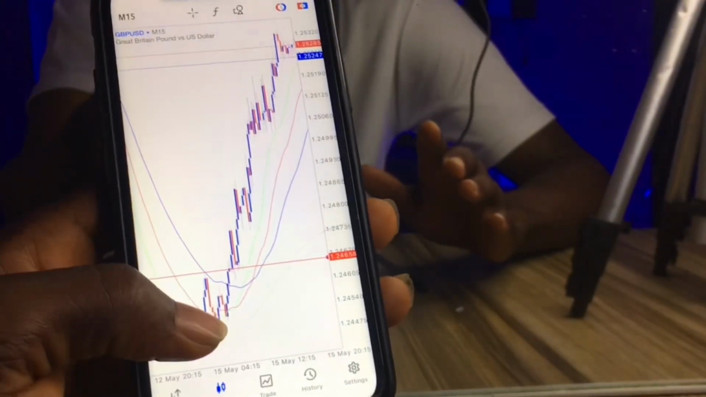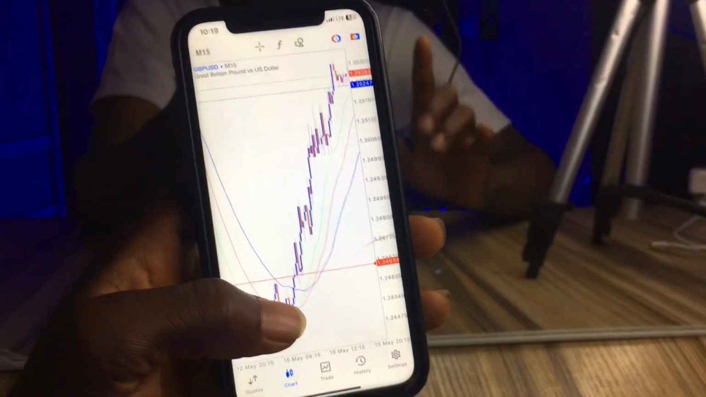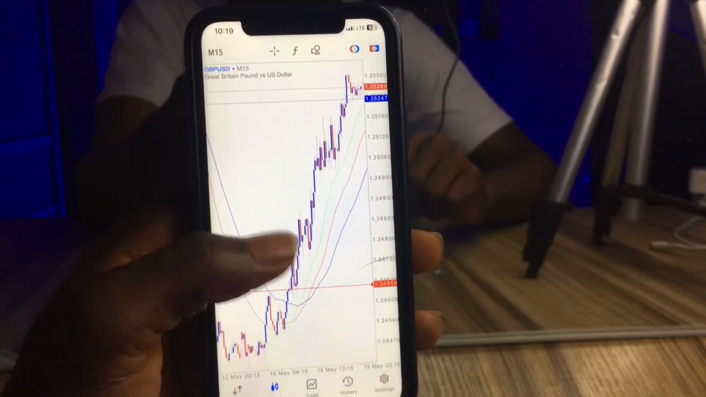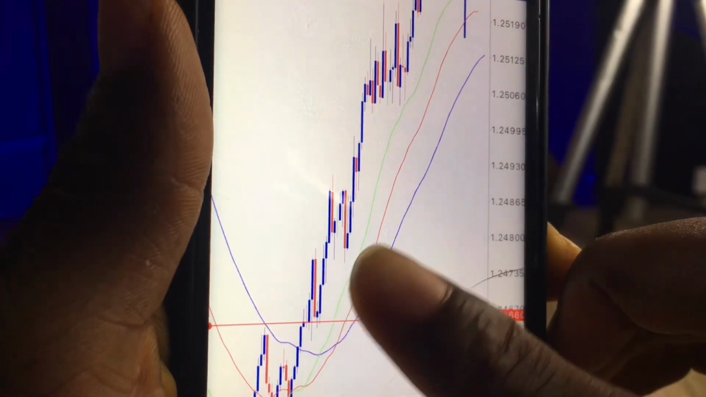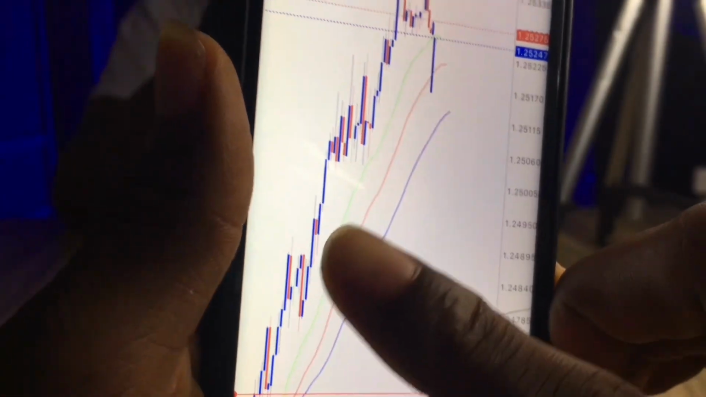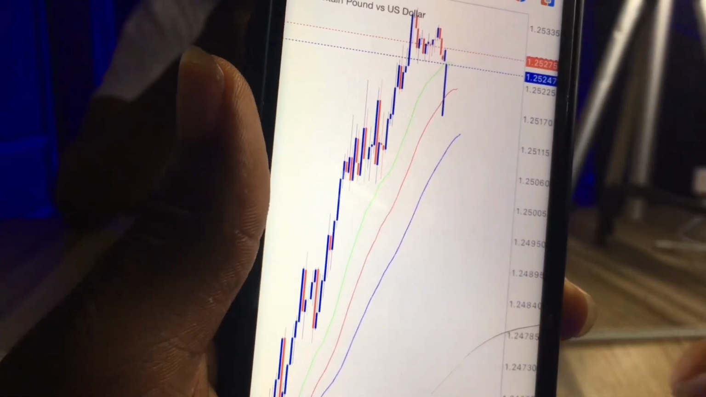Now as you can see right here, price came up from the alligator indicator. You can see the yellow moving average. You see price respecting everything.